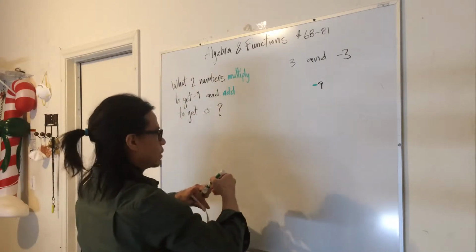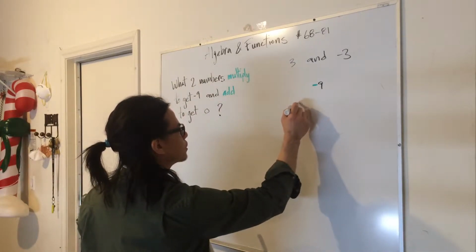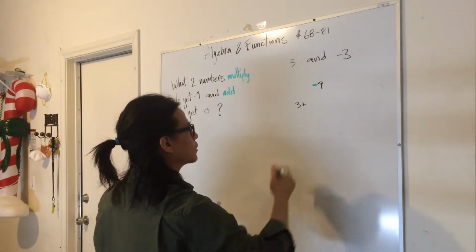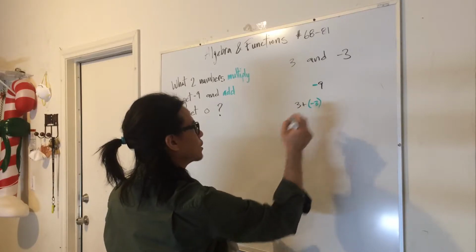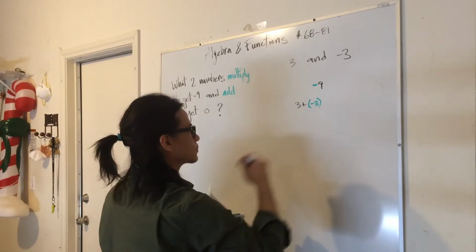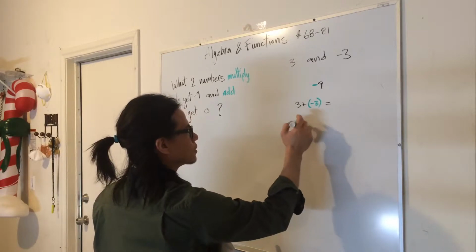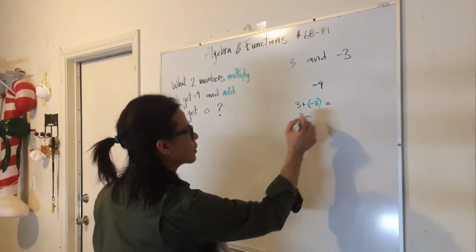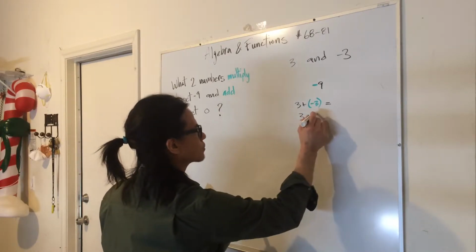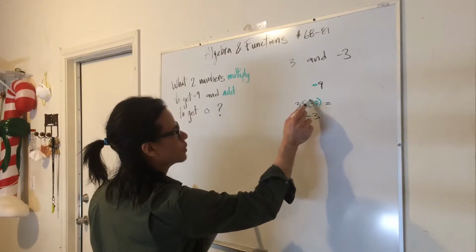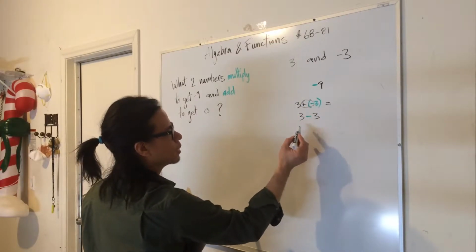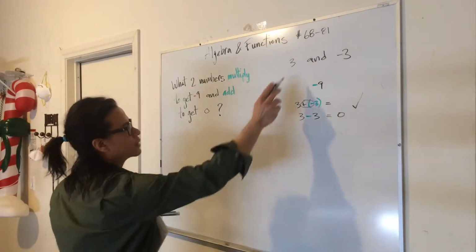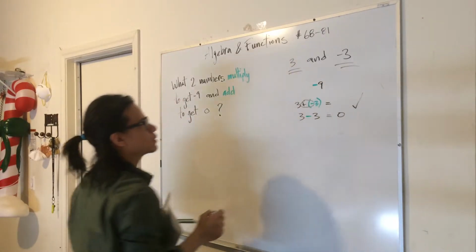3 plus -3. Let me see here. So plus and minus side by side become minus. Okay, so these two together become minus. Equals 3 minus 3 does equal 0. So it checks off. This 3 and -3 is what we're looking for.